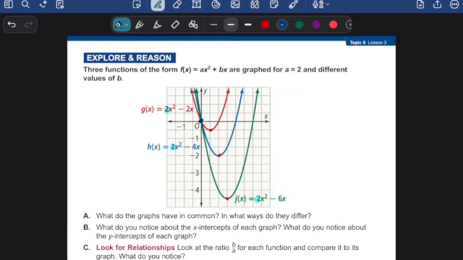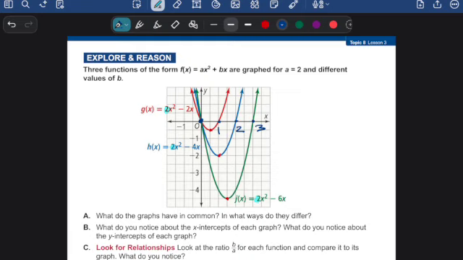What about the x-intercepts? So they have an x-intercept at 0, but then they each have their other x-intercept to the right. So we're counting by halves. So this is at positive 1, this one's at positive 2. This x-intercept is at positive 3.